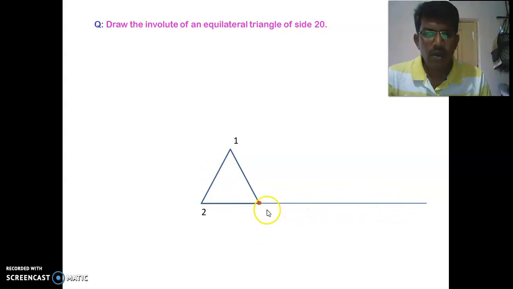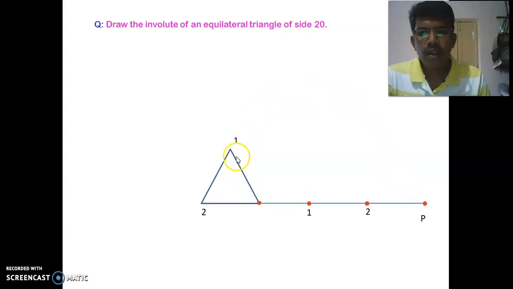So now this is the point P. Let us take P dash as the original point where it is going to start. Then this is the first point, this is the second point, and this is the last point P. Now name these as 1, 2, and P. So now, with respective points, we have to draw the locus of the positions.